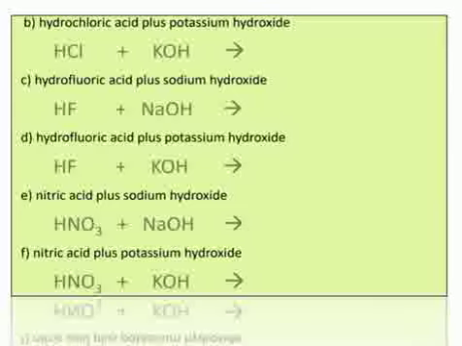And if hydrogen fluoride is reacting with potassium hydroxide, then KF, potassium fluoride, will be formed and water will be the result. When nitric acid reacts with sodium hydroxide, it is sodium nitrate which is formed in the salt category. Then if nitric acid and potassium hydroxide are reacting, then potassium nitrate is the salt forming here.